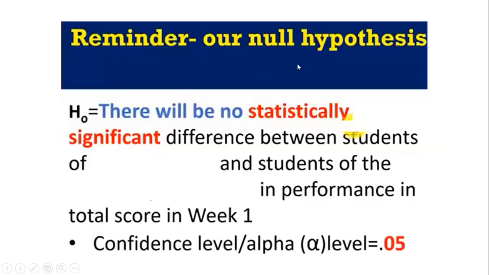We also took a look at a null hypothesis where we stated that there will be no statistically significant difference. Why are we using the word statistically? It is because we are using a statistical tool, the t-test. We want to say there will be no statistically significant difference between, and the word between has to do with 2 things, so between students of one group and students of the other group in the performance of the total score. We want to find the difference in the mean of the 2 groups, and you need to state your confidence level or alpha level, which has to be 0.05.